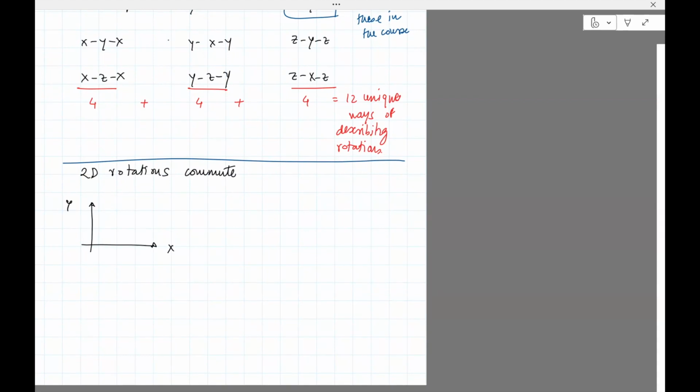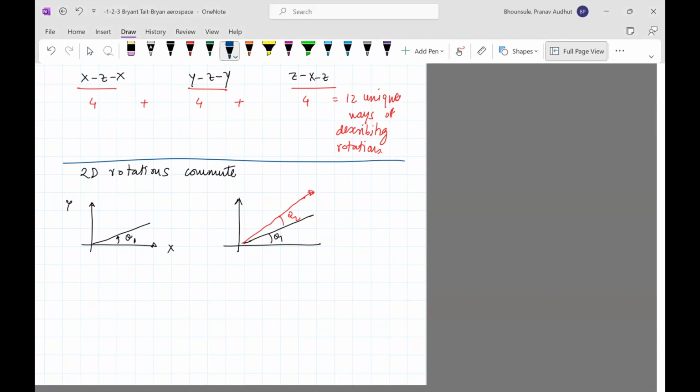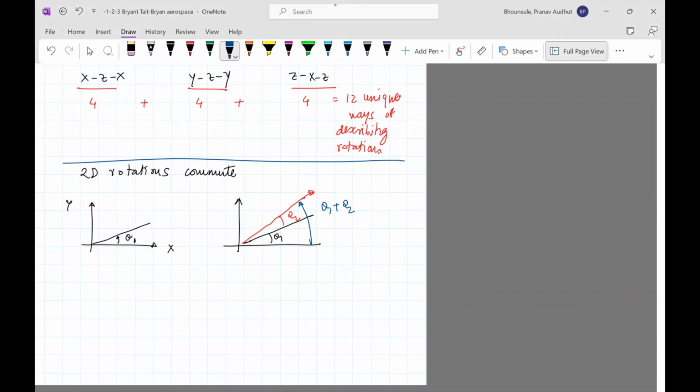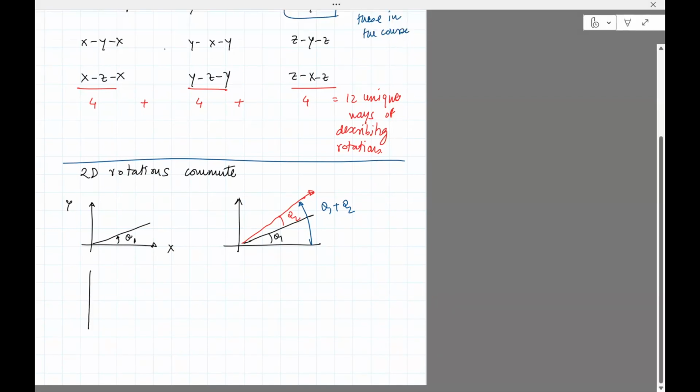Okay, what I mean by that is, let's do this, which we have done in the past, X, Y, Z. So you rotate about the Z-axis, let's say θ1. Then you do another rotation. Now the second rotation, let's say, is θ2. So you end up with θ1 plus θ2. Now you could reverse this rotation. You could just start off with θ2, and then do θ1.